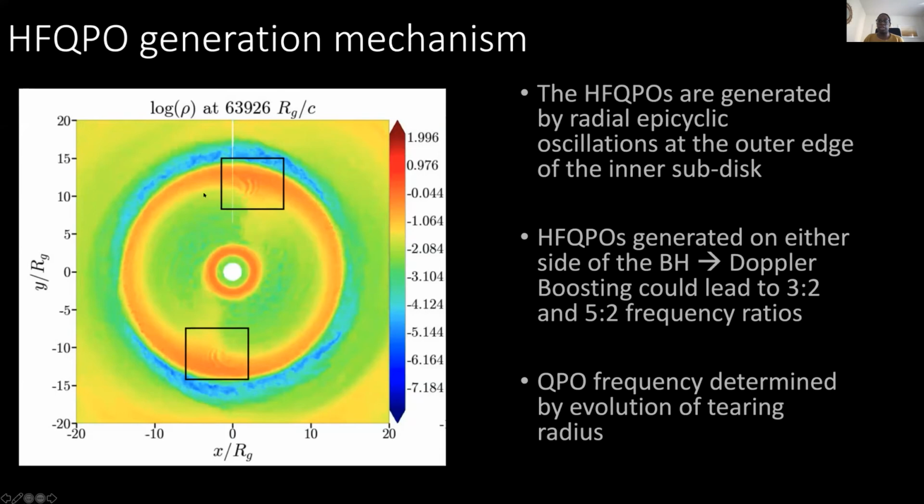And these oscillations produced in the simulation are also significantly amplified during the periods of time in which the inner and outer subdisks undergo periods of significant large-scale misalignment. We also find that the QPO frequency is determined by the evolution of the tearing radius. In this simulation, the tearing radius remains roughly constant at about 13 Rg during the time period that the high-frequency QPO signatures are actually observed. And therefore, the frequencies of the high-frequency QPO signatures that we see are also roughly constant.